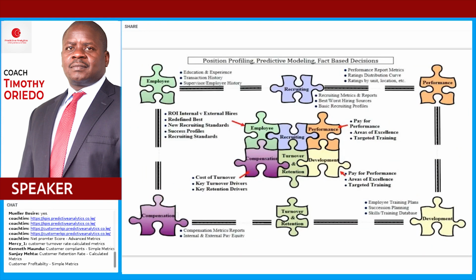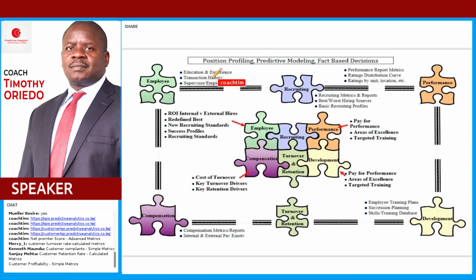For instance, if you sit in isolation, this is a position profiling, predictive modeling, and fact-based decision. Okay, so this is a grid that shows you how you can combine employee recruitment, performance, compensation, turnover, retention, and development to create a complete wholesome picture. Now, under employee recruitment, the things that you ask, for example, are education and experience.